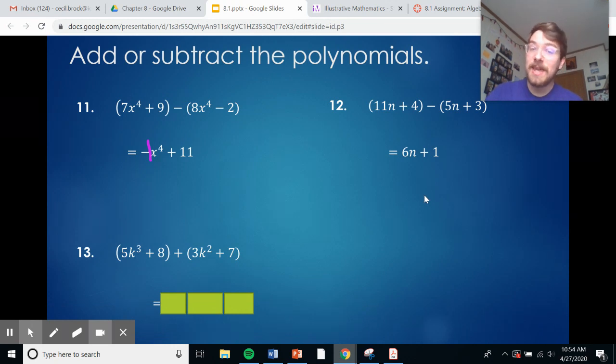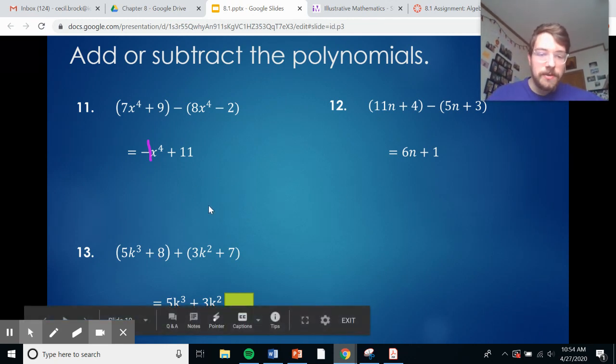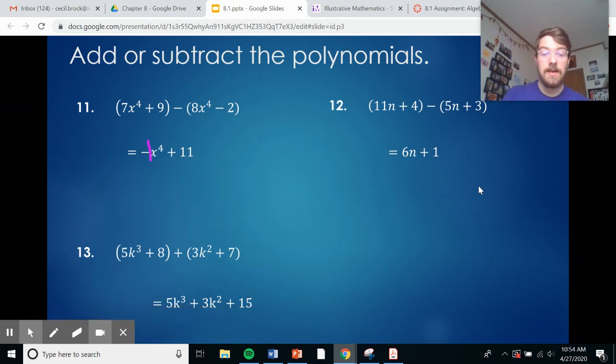So any stuff that you can't combine, it just gets slapped on there. So part of our answer, we're going to have 5k to the third plus 3k to the second because it's also positive. I can't do anything with those. They just kind of just go in the answer. The only things I can combine are my regular numbers on the end, that +8 plus +7, which is just going to be +15, so you should have +15 on the end.